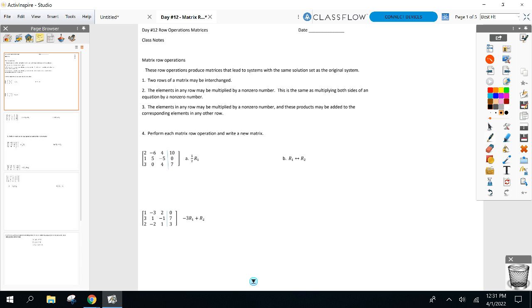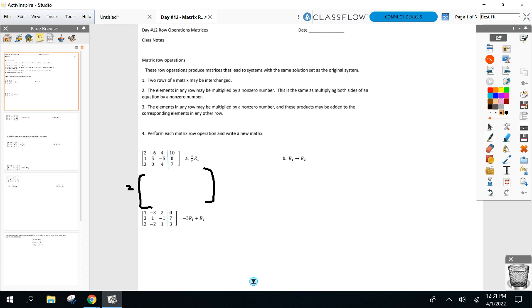Part A, what do you think R1 means? Row 1. What do you want me to do with it? Multiply it by 1/2. So now the question automatically is going to come up. Well, what about row 2 and 3? My answer? Nothing. You don't touch row 2 and 3. You just literally rewrite it as we write this new matrix. So what's this new matrix going to look like now?